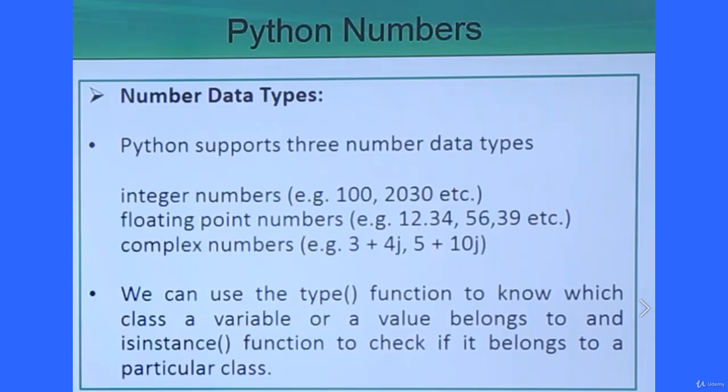Python numbers. We have different types of numbers we can represent in Python. We shall be discussing that. Number data types. Python supports three number data types. The first one is the integer.